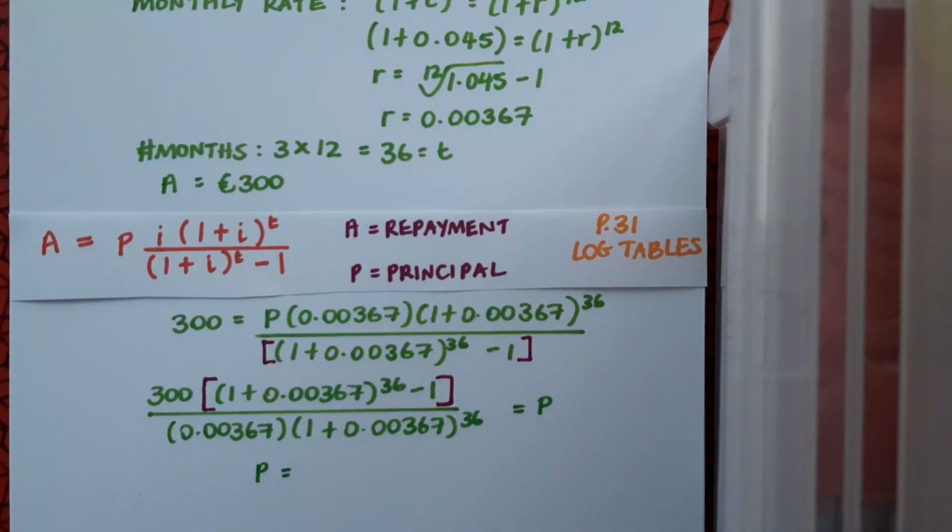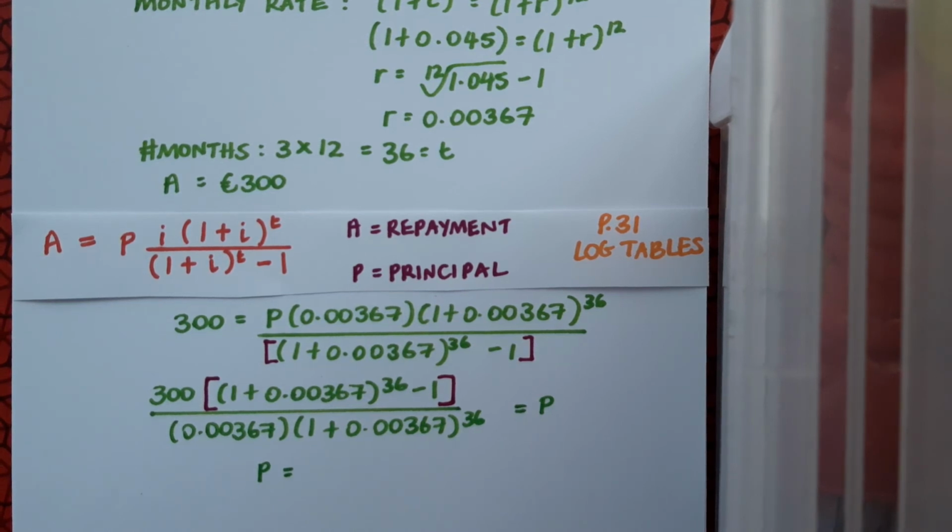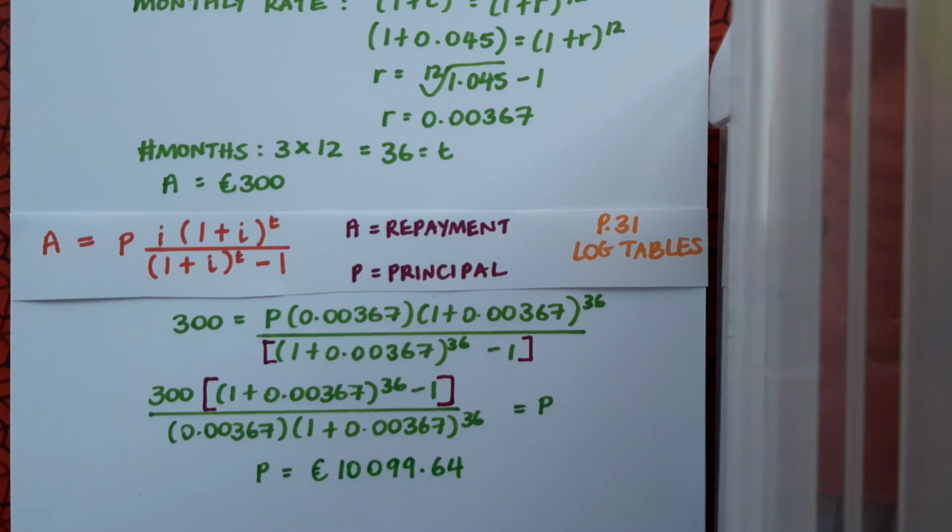So off to the calculator, take care with the typing in. Let's see what we get. And the amount for P in this case comes out as €10,099.64.